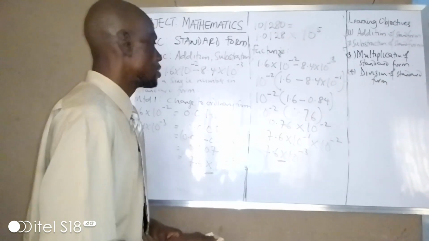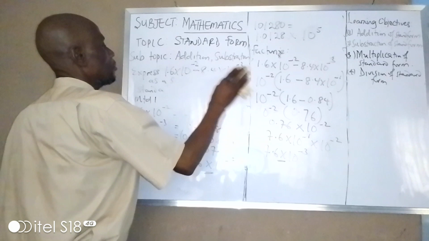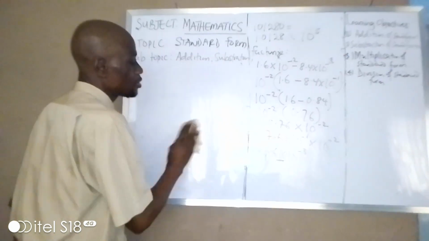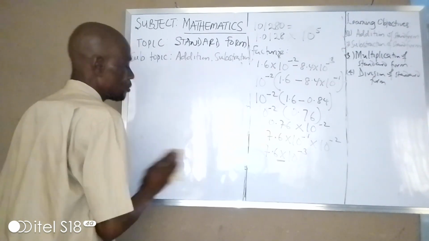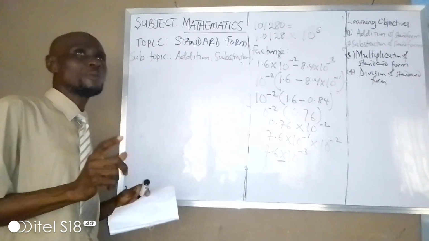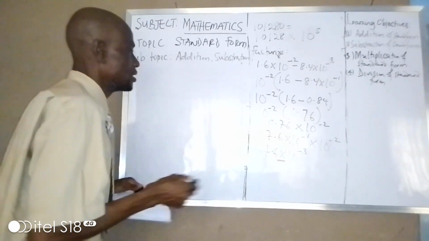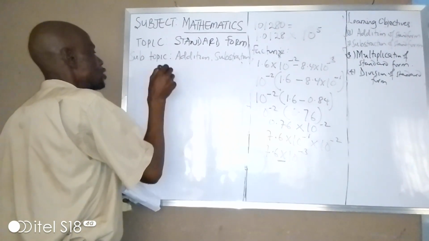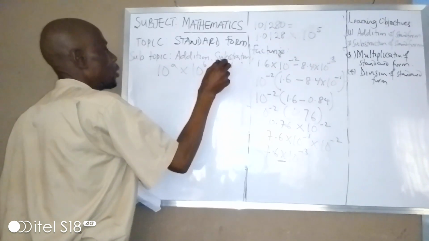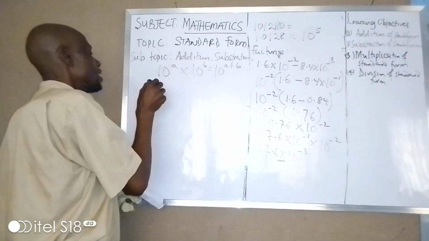How to divide, let's look at that one, and how to carry out multiplication. We have done addition and subtraction. Let us now look at multiplication and division. When you want to look at division and multiplication, we have a law which will guide us. The law says that 10 to the power a times 10 to the power b means 10 to the power a plus b. That is the general law under indices. And if you have 10 to the power what?